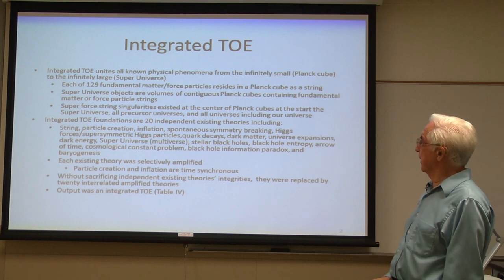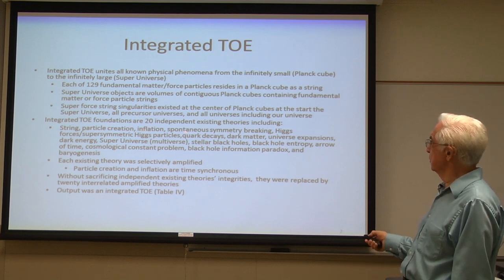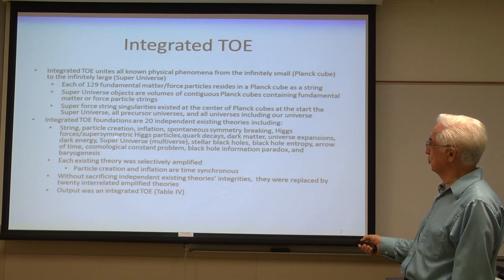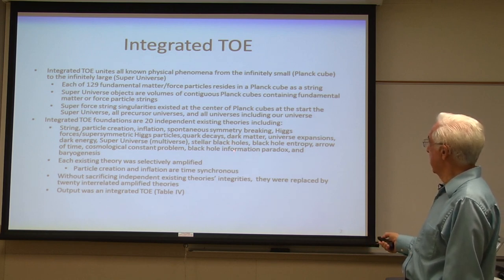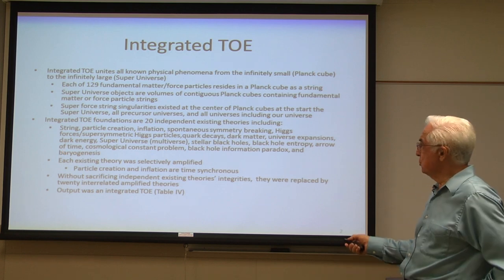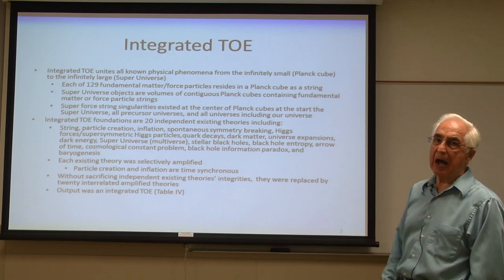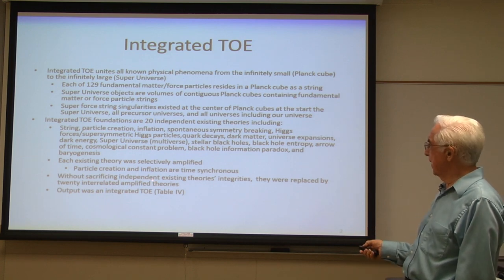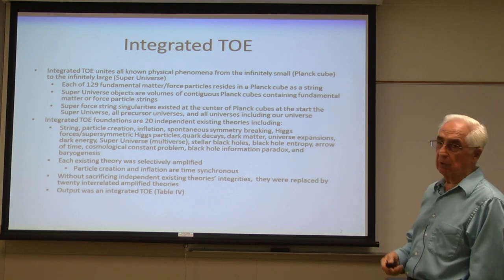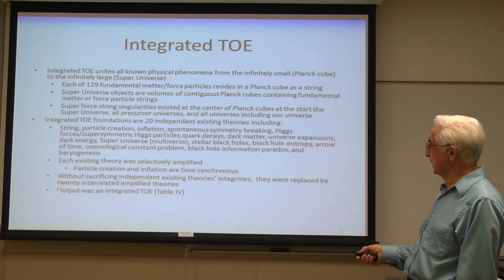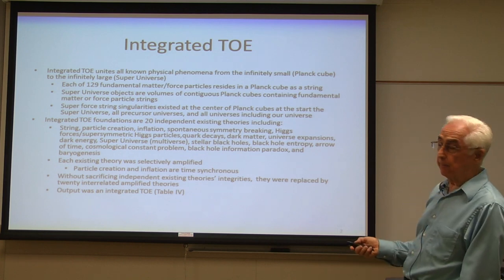The integrated theory of everything foundations are 20 independent existing theories, and they include string theory, particle creation, inflation, spontaneous symmetry breaking, the Higgs forces, supersymmetric Higgs particles, dark matter, dark energy, the superuniverse, stellar black holes, and baryogenesis. Each existing theory was selectively amplified. For example, I made particle creation and inflation time synchronous. Without sacrificing the independent existing theories' integrities, they were replaced by 20 interrelated amplified theories. And the output is the integrated theory of everything. I will show that to you as table 4, which is the final chart in the presentation.